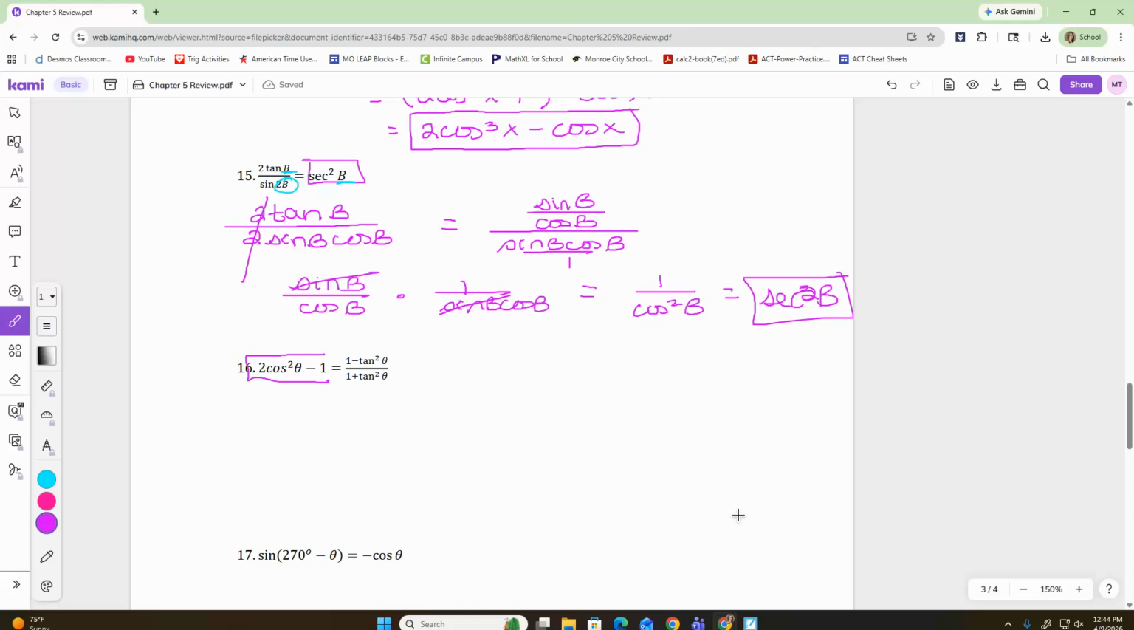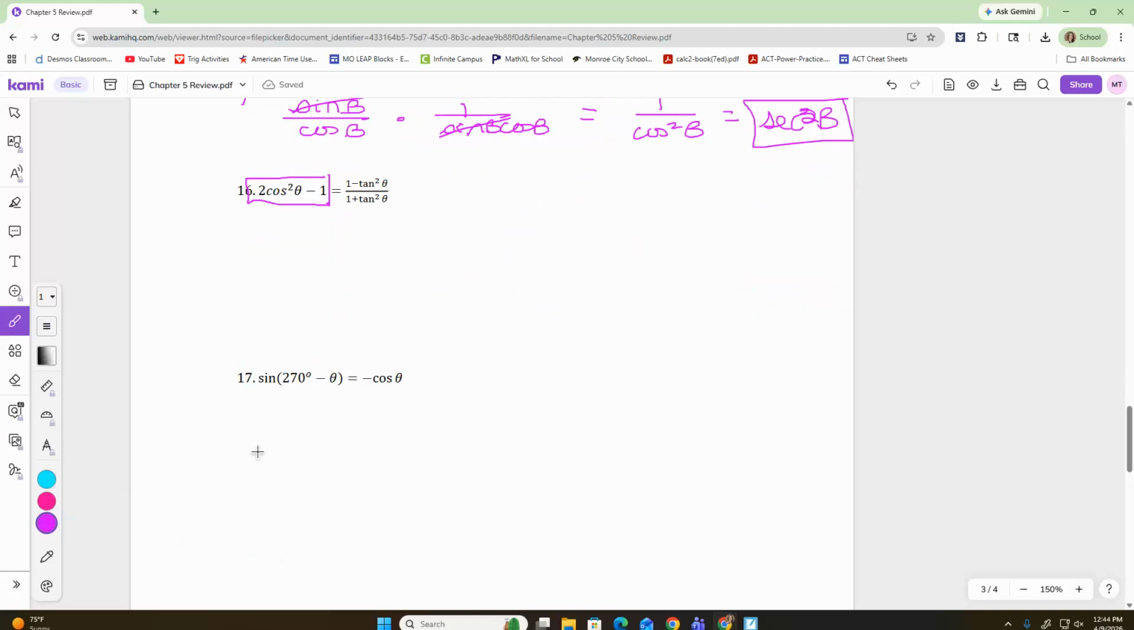All right, 16. I'm assuming we boxed in this side. What did you guys do with the right? Okay, change tangent to sine and cosine. I think that's a good option. Since it's squared, that could be sine squared over cosine squared.